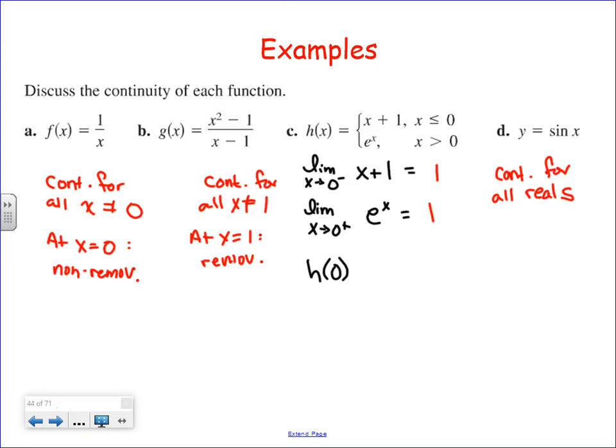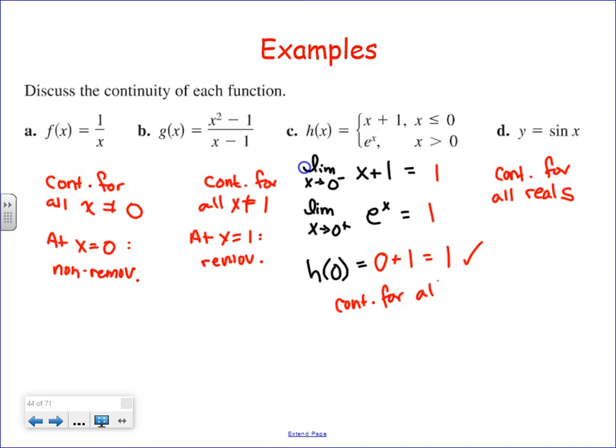Where would I put x equals 0? Which piece? Oh, it's still the first one, and we already checked him out. But that's okay, let's just make sure. Plug in the 0, add the 1, and say 1. Continuous for all, because x plus 1 was fine, e to the x was fine. The only possible problem was 0. We checked him out, and it's good. So, continuous for all reals.